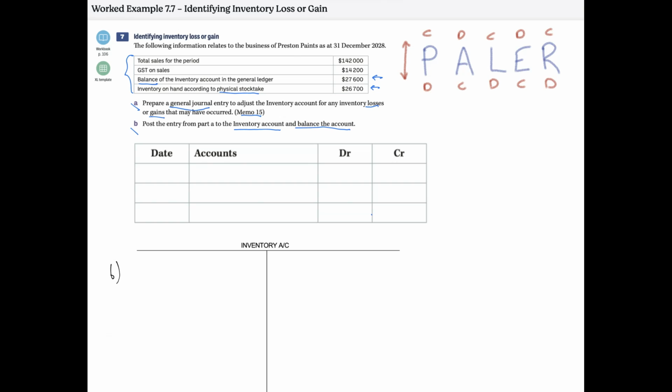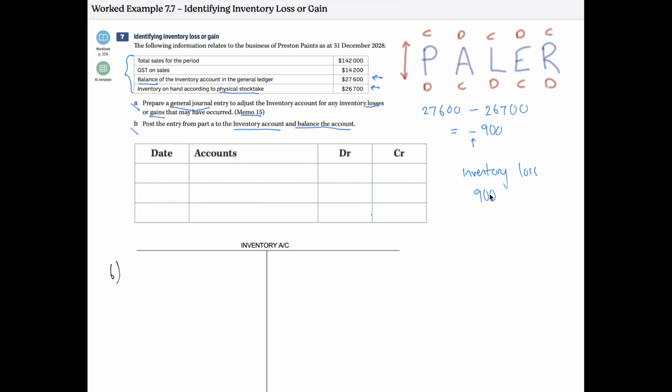How did I get that $900? We thought we had $27,600, but we have discovered that we have $26,700, which means we are down $900. Now, because the difference is 900, and we realize that we have lost that, we have an inventory loss of $900. And it's always important to work this out, I believe, before we delve into the world of debits and credits.